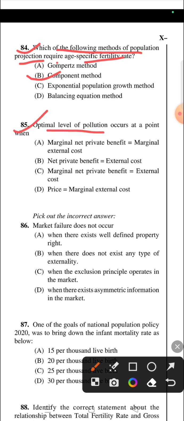Question number 85. Optimal level of pollution occurs at a point when marginal net private benefit is equal to marginal external cost. Question number 86. Pick out the incorrect answer. Market failure does not occur, option D, when there exists asymmetric information in the market. It is the incorrect answer.